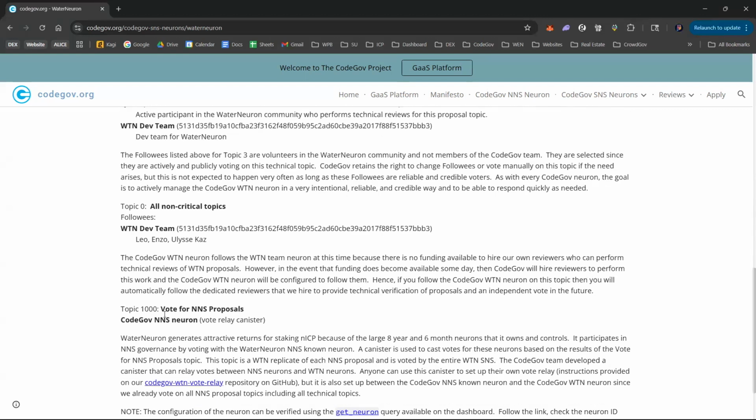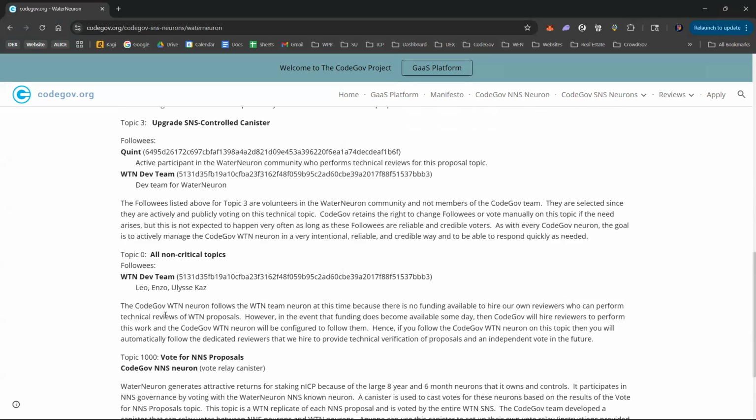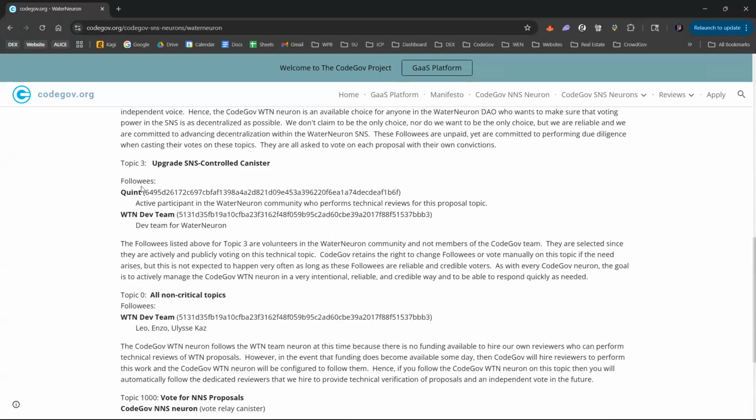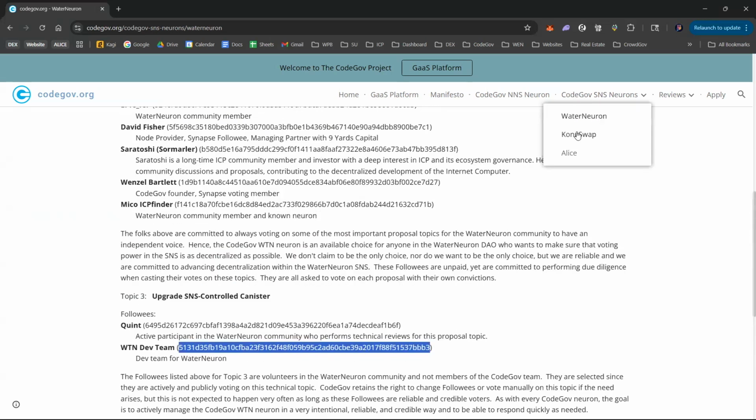There's no grants for voting on any SNS proposals, and therefore even these technical topics here, the only reason I'm following Quint and the dev team is because they've announced in the past publicly that they review these proposal topics. And therefore, because I know that they are committed to reviewing them and voting reliably, I configure them as followees for those topics for the CodeGov known neuron. So that's kind of how it works for water neuron, Kong swap analysis.